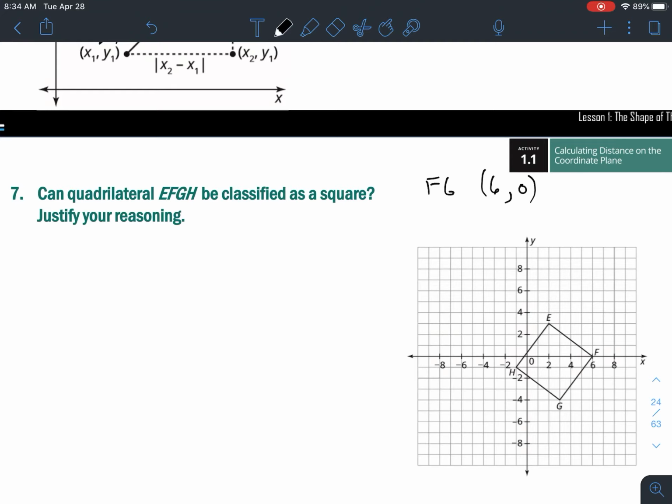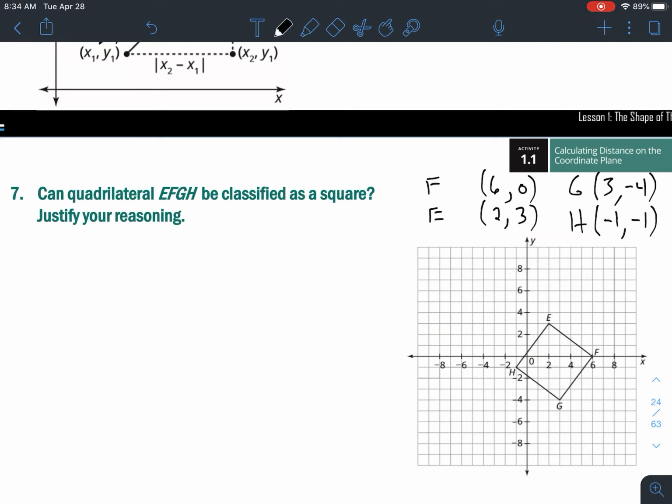I don't know why they call it FG. I'm sorry. That's F. E is going to be x is 2, y is 3. G is going to be x is 3, y is negative 4. And H is going to be negative 1, negative 1.